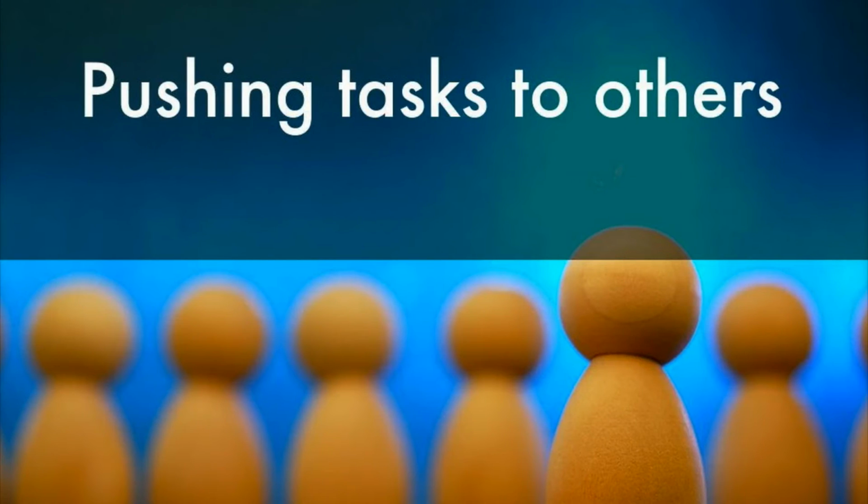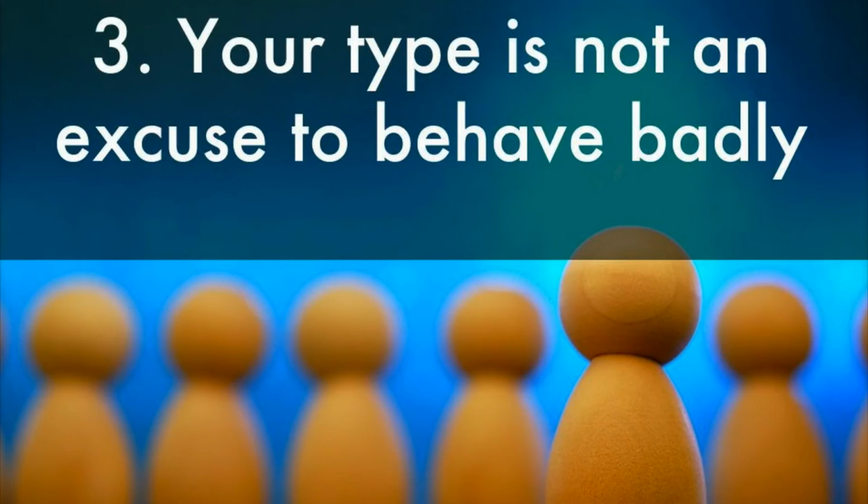Another example, pushing tasks onto others. Someone might say, let the sensing types deal with the details. There are details in many parts of a project. At times it will be necessary for intuitive types to deal with the details specifically relating to their role in the project. Dealing with the details can help them ensure that their visions are workable. So, your type is not an excuse to behave badly. Do avoid that pitfall.